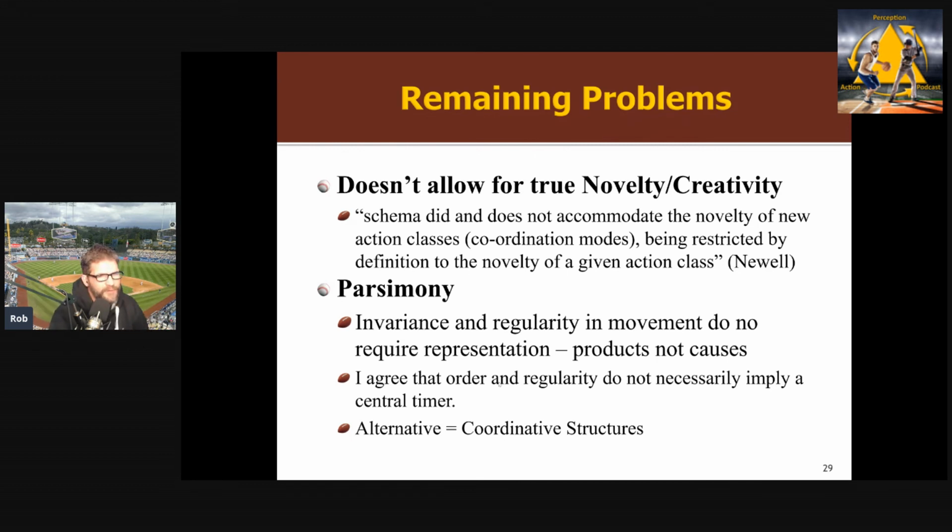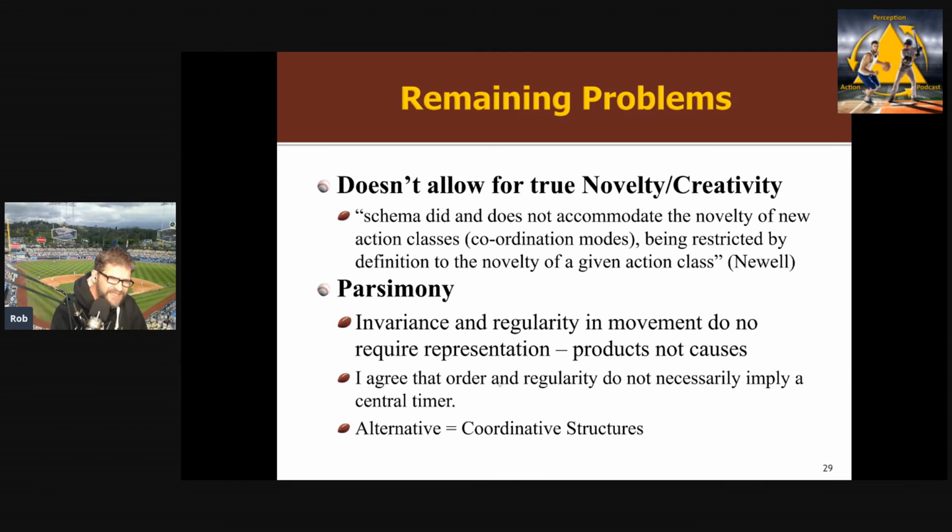And this is a quote from Schmidt: I agree that order and regularity do not necessarily imply a central timer. An alternative way to get regularity and invariance is a coordinative structure, which I've talked about in the past, and it doesn't have any kind of representation or motor program. The important point we make in ecological psychology is, yes, there are invariants in movement. There are things that are the same each time you move. It's not completely random every time.